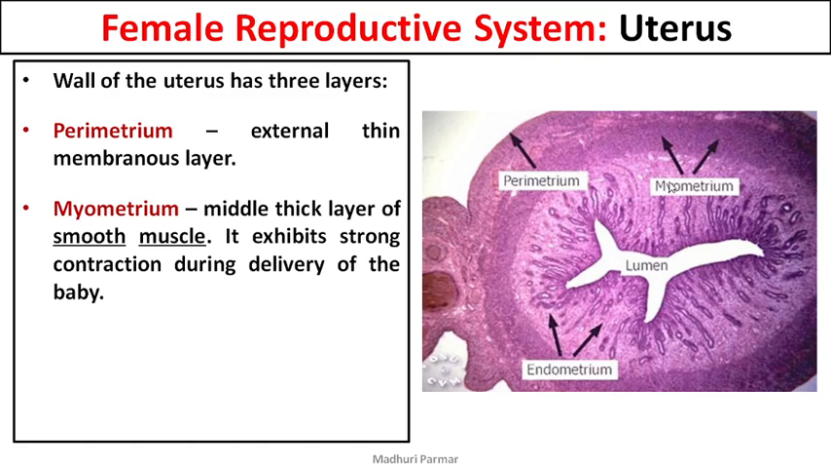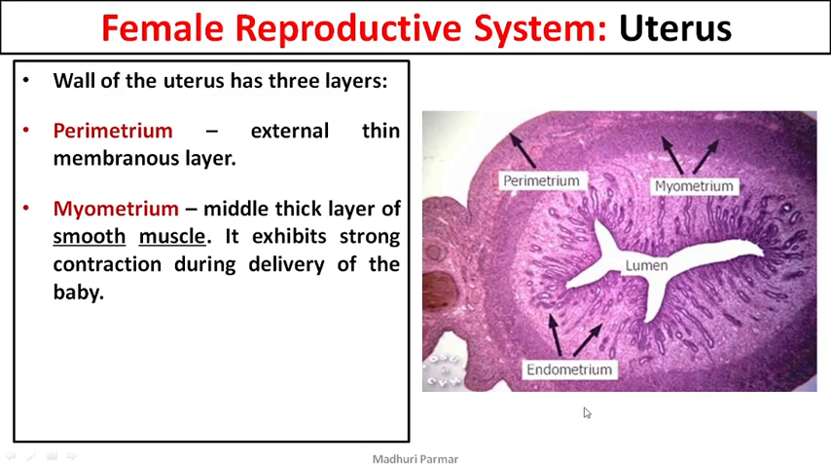So here you have myometrium, which basically means the muscles of the uterus or uterine muscles. It is the middle layer and it is a thick layer of smooth muscle. You must have studied the three types of muscles: skeletal muscle, smooth muscle, and cardiac muscle. So smooth muscle is present here. It exhibits strong contraction during delivery of the baby.